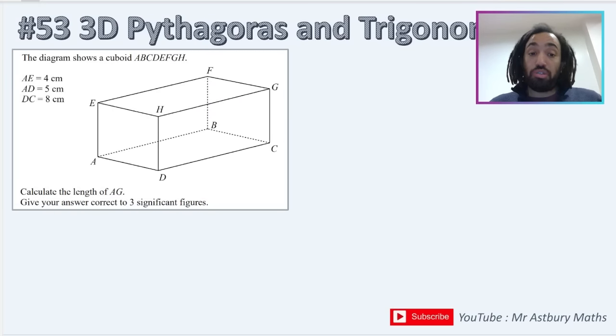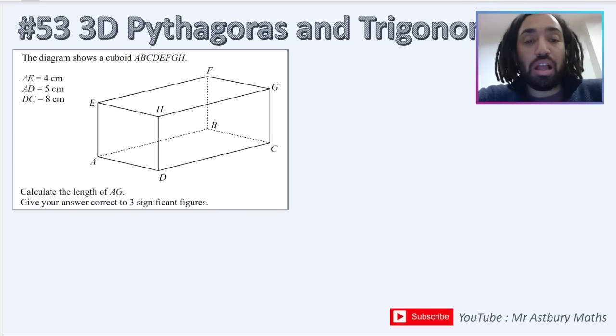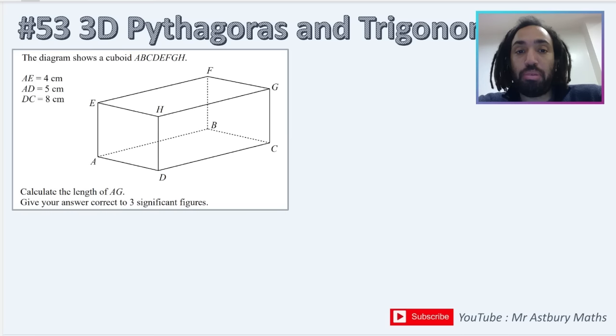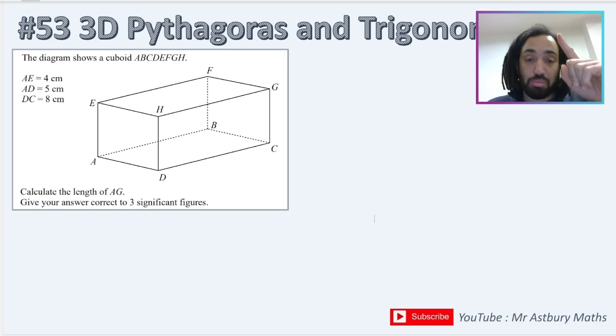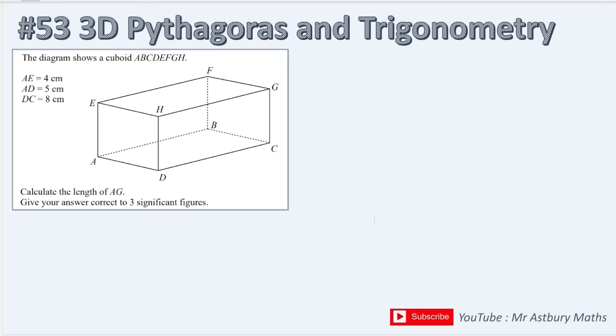53, we're getting to the real tricky topics now, and this one is 3D Pythagoras and trigonometry. And the top tip is to make sure that you draw a triangle inside of the shape, which at some point goes vertically downwards. I'll show you what I mean. So it says calculate the length AG first. So that is this long diagonal of the cuboid.